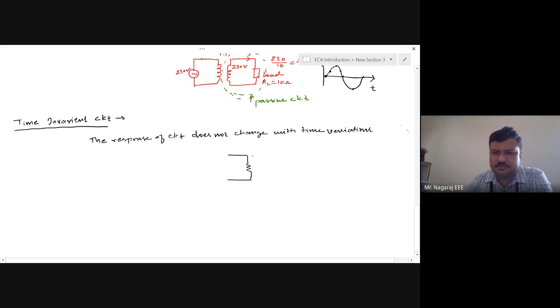This may be some circuit. I have one more resistor connected in parallel, and one more resistor connected in parallel. Now suppose this is the resistance of a lamp, say 2 ohms. This is the resistance of a fan or impedance of a fan, say 3 ohms. And this is the resistance of some motor, say 5 ohms.